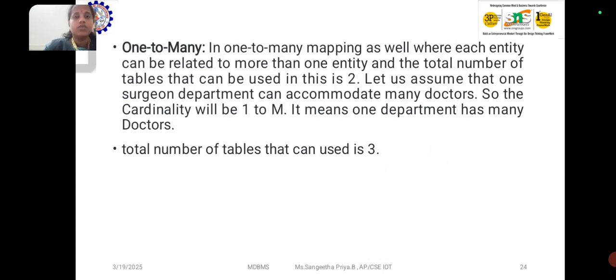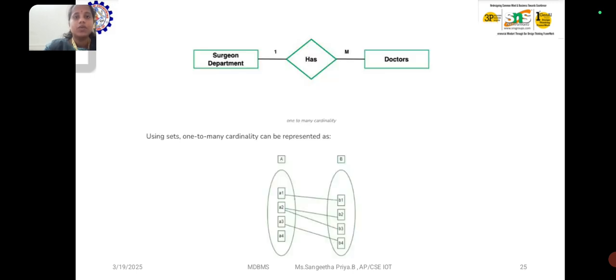The next one is one-to-many. In one-to-many mapping, each entity can be related to more than one entity and the total number of tables that can be used is 2. Let us assume that one surgeon department can accommodate many doctors, so the cardinality will be 1-to-m. It means one department has many doctors. The total number of tables that can be used is 3.